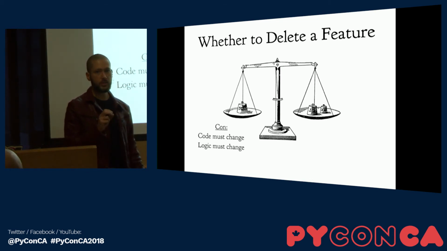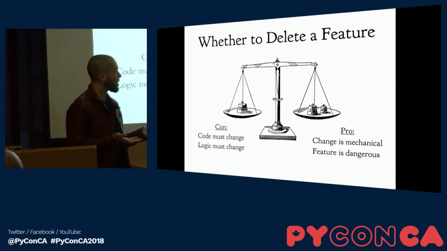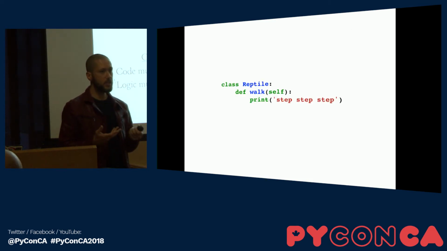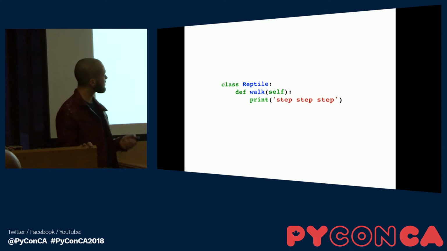Or if it requires complex logical changes to users' code, maybe you should just leave it in place. On the other hand, if the change is mechanical, it's just like a search and replace in a function name, or if the feature that you're deleting is really dangerous, that should motivate you to actually go ahead and delete it. So let's say that you've decided that you're going to delete this feature. How do you go about it?